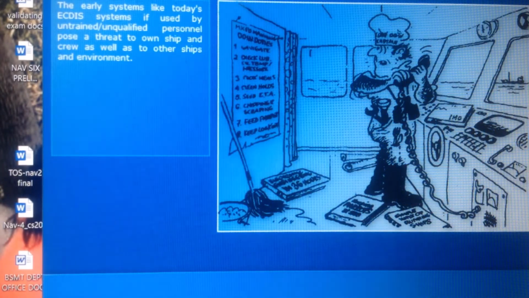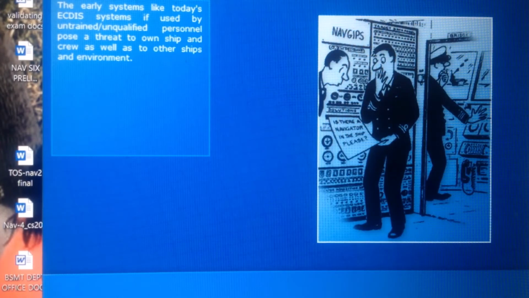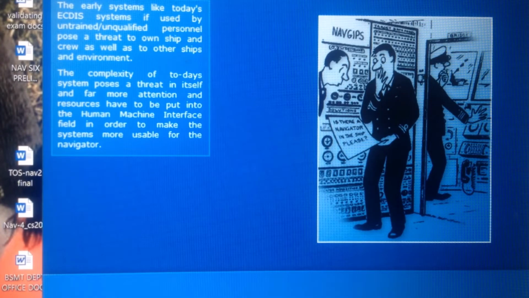The early systems, like today's ECDIS systems, if used by untrained, unqualified personnel, pose a threat to one's own ship and crew, as well as to other ships and the environment. Unfortunately, the new systems have not been made easier to use than the earlier ones. The complexity of today's systems poses a threat in itself, and far more attention and resources have to be put into the human-machine interface field in order to make the systems more usable for the navigator.